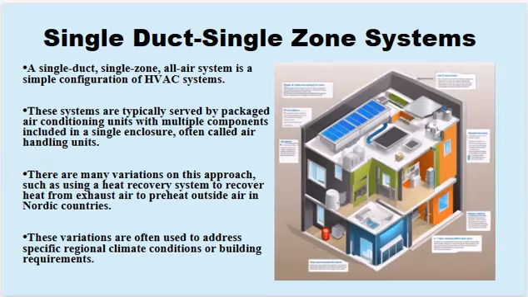Let's now look at single duct single zone systems. This type of system serves just one space, one specific thermal zone. It typically uses packaged air conditioning units that are simple to install and maintain, making them cost-effective and efficient for smaller spaces. An added benefit is that some single-duct single-zone systems can include heat recovery mechanisms, which improve energy efficiency, especially in climates with significant temperature changes. These systems are a great option when you're focusing on conditioning a single area with minimal complexity.